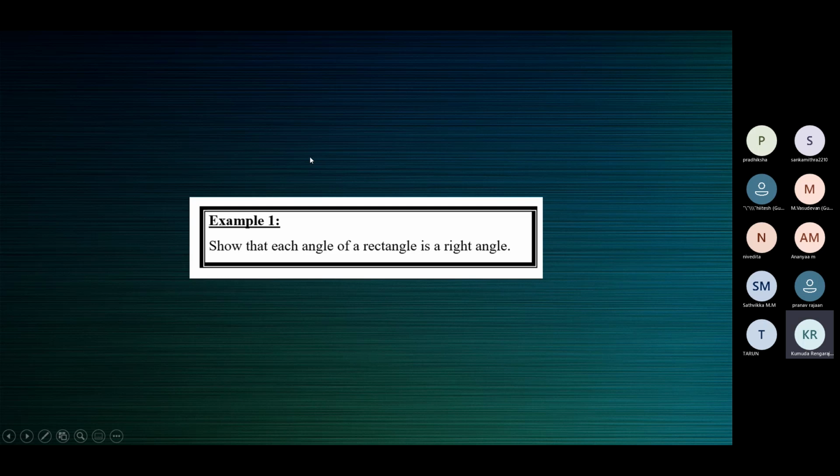Example 1. We finished example 1, is it? Did we finish example 1, children?